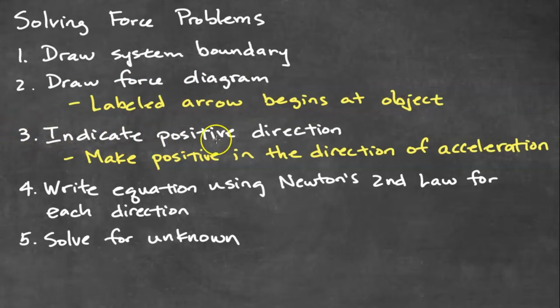Number 3, indicate positive direction. I suggest making positive in the direction of the acceleration, but you can make it in whatever direction you want, though oftentimes it is helpful to do it that way. Number 4, write the equation using Newton's second law for each direction. So I'm talking about F equals ma. And number 5, solve for the unknown.